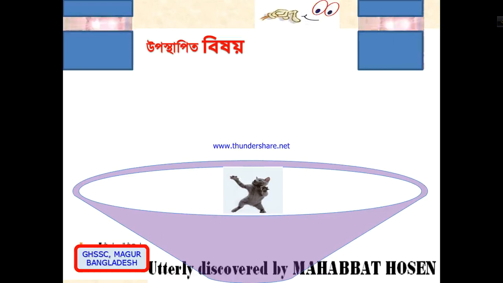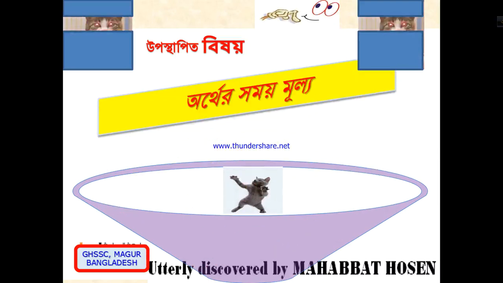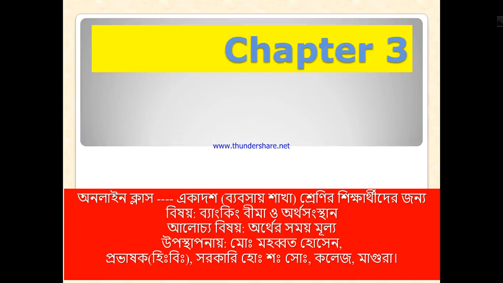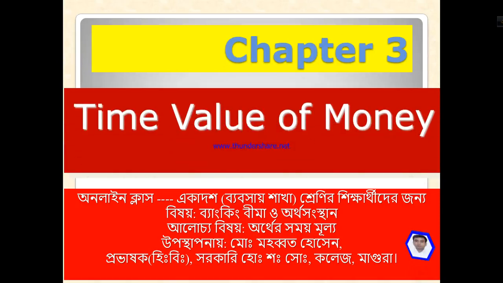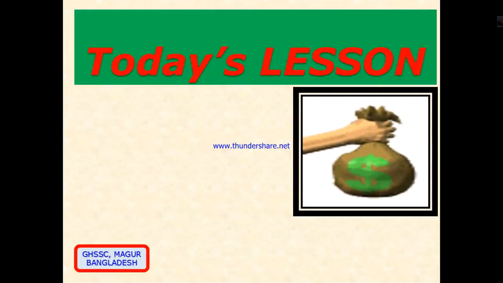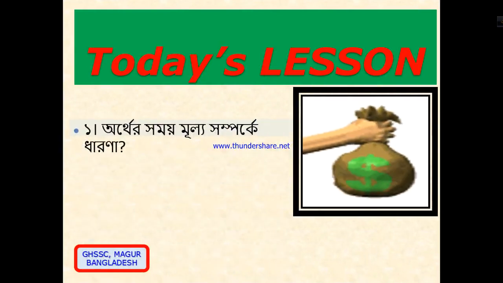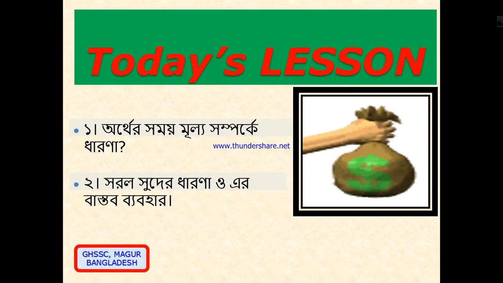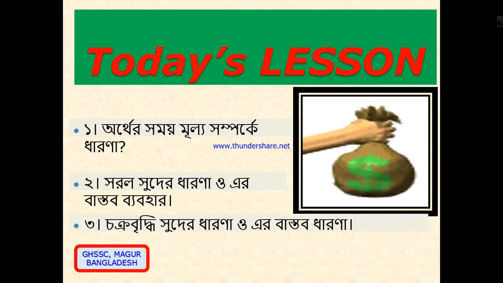Let's go to the slide directly. Today I am going to take a session on a respective issue, and its name is time value of money. Time value of money is discussed in your text, chapter number 3. Today's lesson is prescribed in four particular items. Number one, the concept of time value of money. Number two, the concept of interest and its practical use. Number three, the compound interest and its practical use.